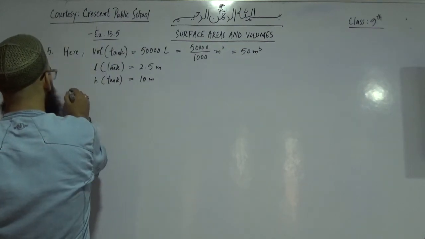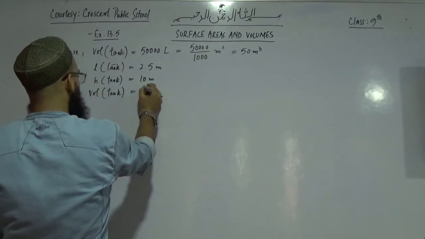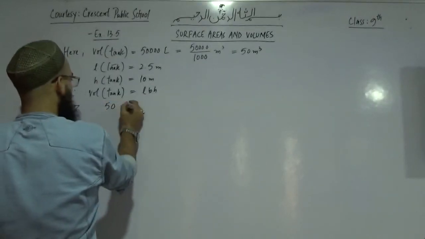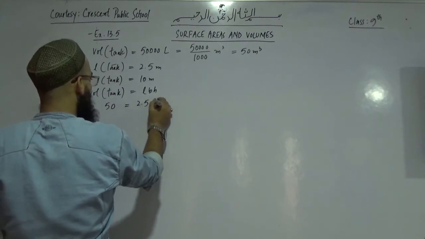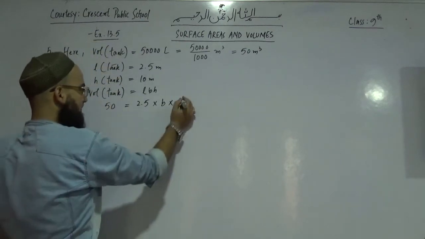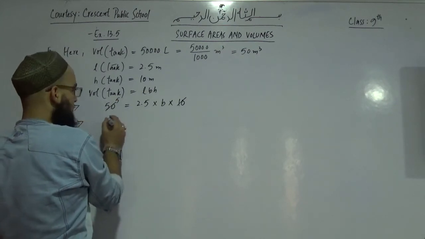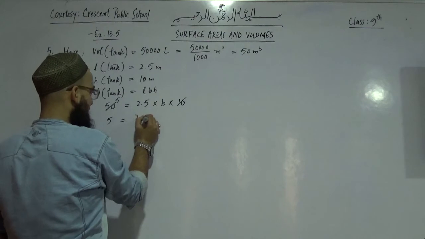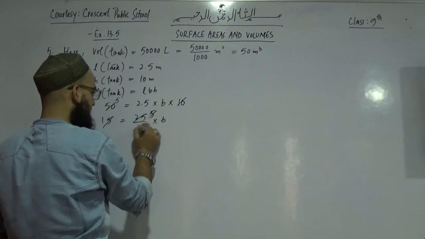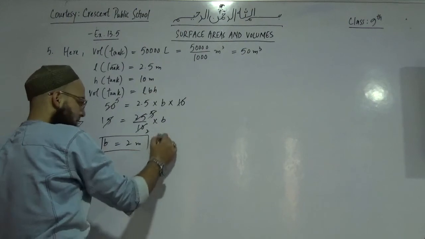So you go like this, since volume of tank is equal to L times B times H, volume is given, it's 50, length is given 2.5, breadth is unknown, height is given 10. So 10 ones are 10, 10 fives are 50, then 5 is equal to 25 by 10 times B, therefore B is equal to 2 meter. So that's your breadth, that's your answer.